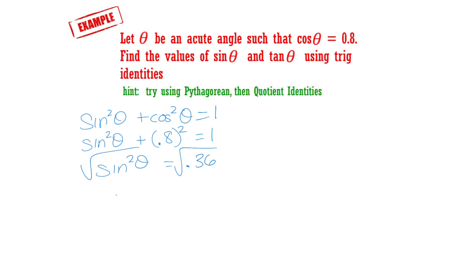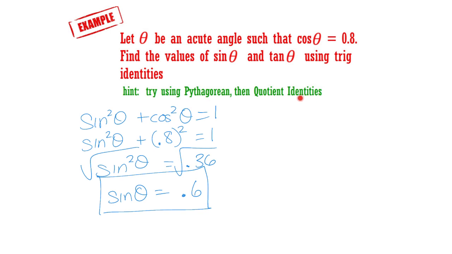The squaring and square rooting undo, so I'm at sine of theta, and do you know what this is going to be? 36 should have kind of given that away. It was 0.6. All right, so they wanted me to find sine, got it, but they also want us to find tangent, and my hint here is now use your quotient identity.